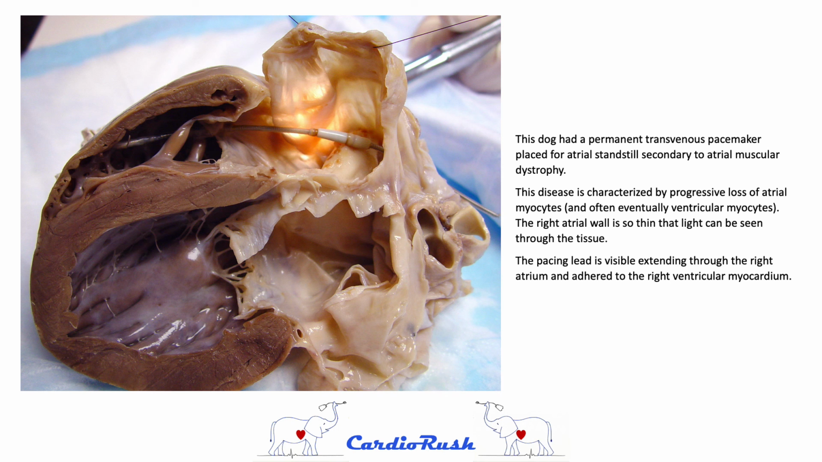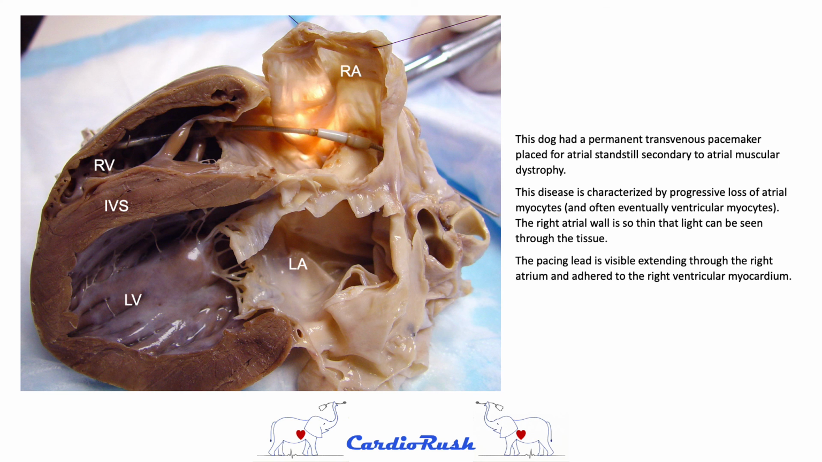This picture is from a dog that had atrial standstill due to atrial muscular dystrophy. The dog felt ill as a result of a slow heart rate from the atrial muscular dystrophy, and a permanent pacemaker was placed. This disease is characterized by progressive loss of atrial myocytes, and you can see how thin the wall of the right atrium is as light is transilluminated from one side to the other. This leads to a loss of P waves and often a relatively slow heart rate.